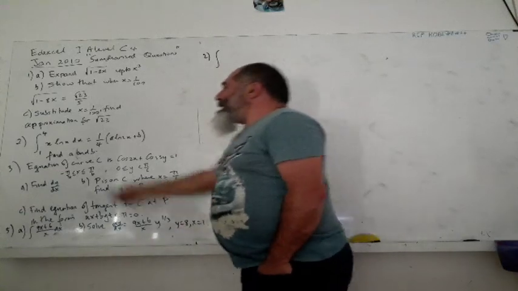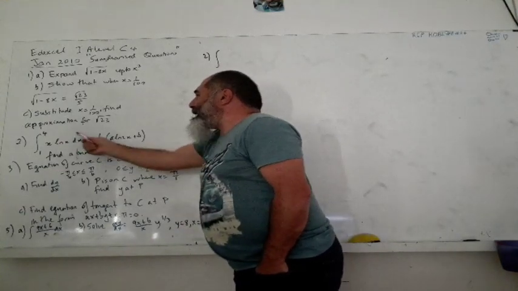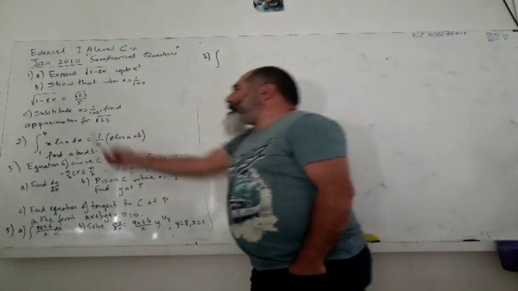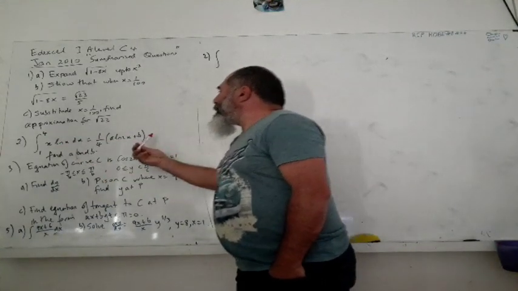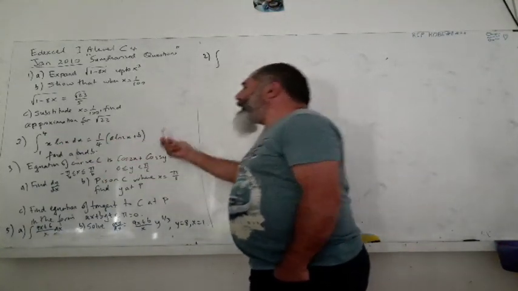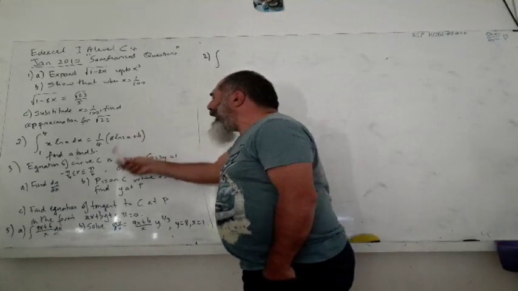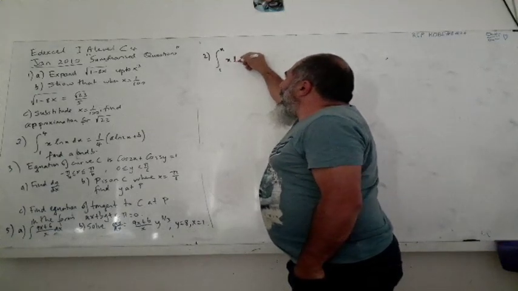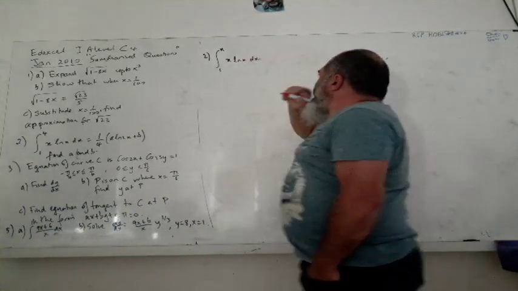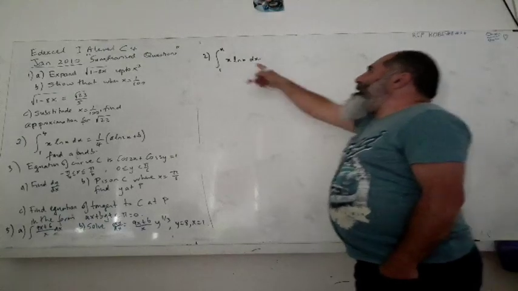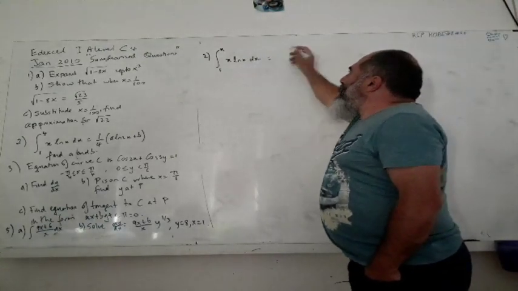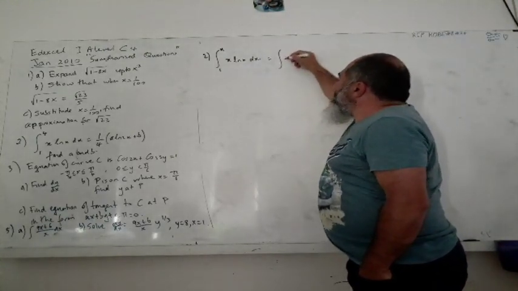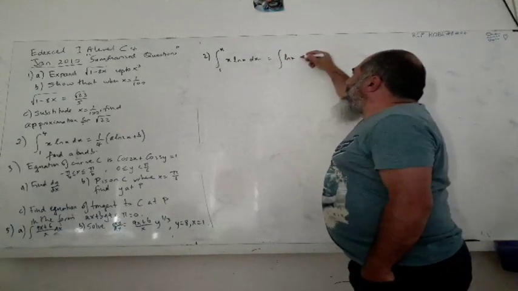Here it says the integration of x ln x dx from 1 to 4 must be equal to something like that. And here we need to find the values for A and B. When we have such a question, x ln x dx, because we have ln x here, we have to change the places of ln x and x dx.